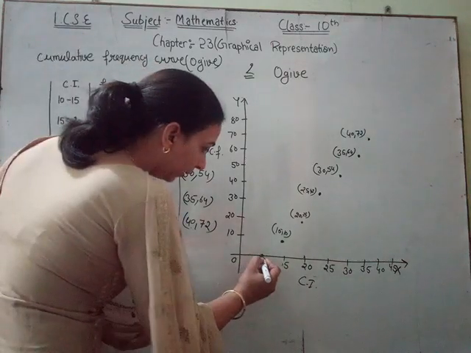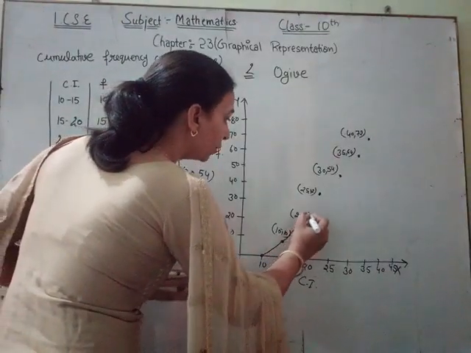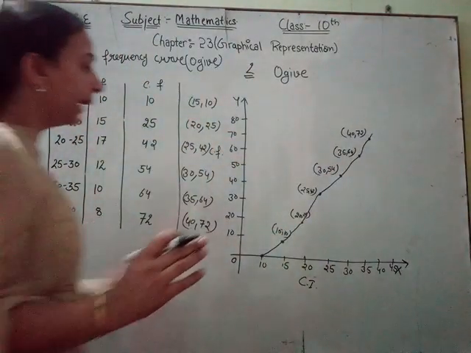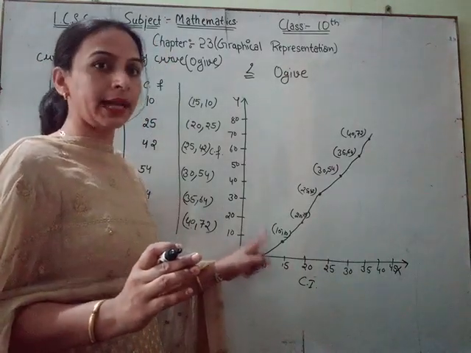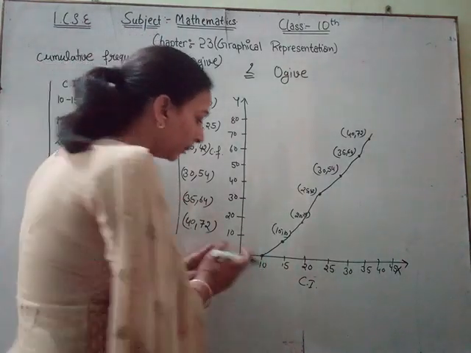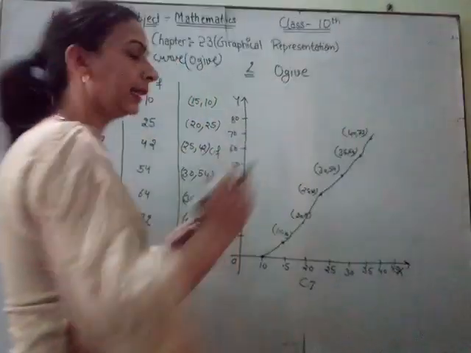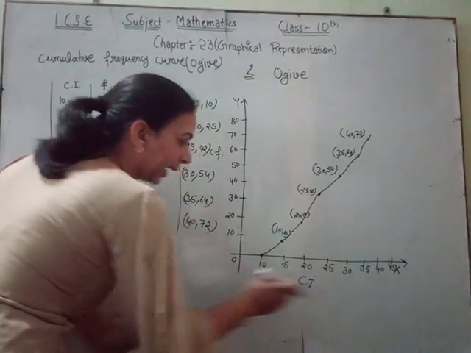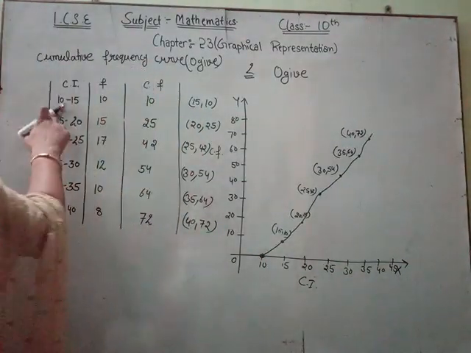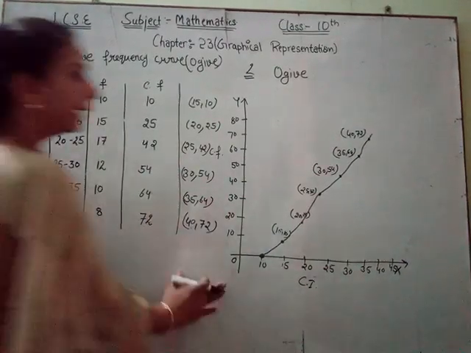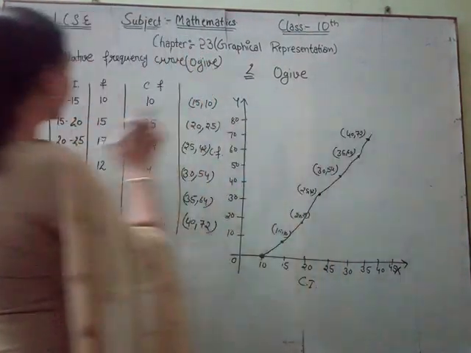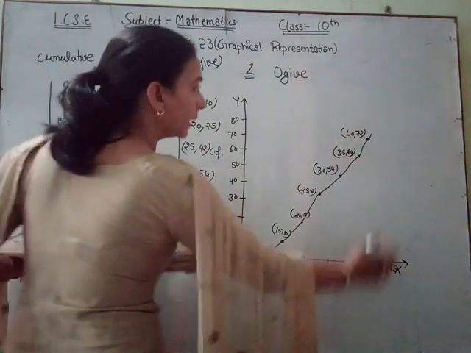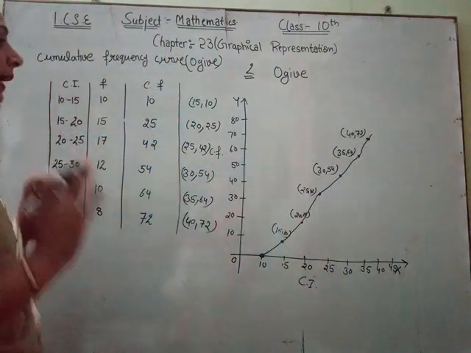Student, this is a free hand curve. We join all the points. Okay, this is a free hand curve and this curve is always rising. Rising curve means lower limit to upper limit. Always a rising curve. Student, this ogive starts from a point on the x-axis, that is the lower limit of the first class, and terminates at this point, the upper limit of the last class. Upper limit of last class means 40. Okay, student, this is an ogive.